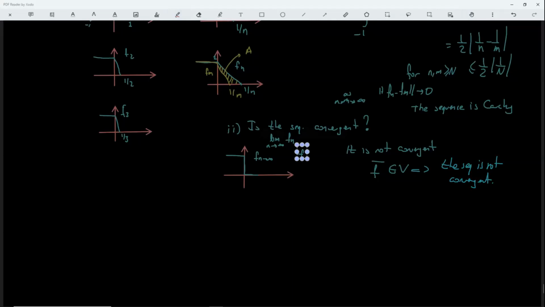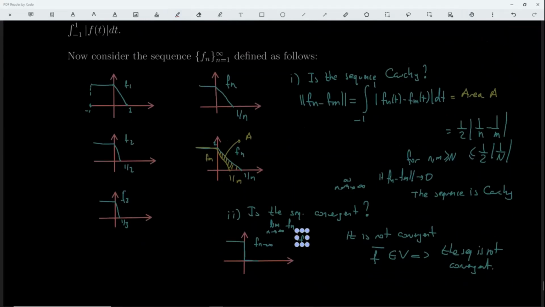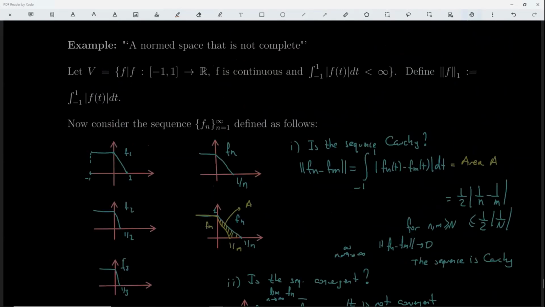Okay. Then is this vector space complete? For this vector space to be complete, every single Cauchy sequence must be convergent, but we found one Cauchy sequence that is not convergent. So therefore, that space is not a complete space. V is not. Do you have any questions?